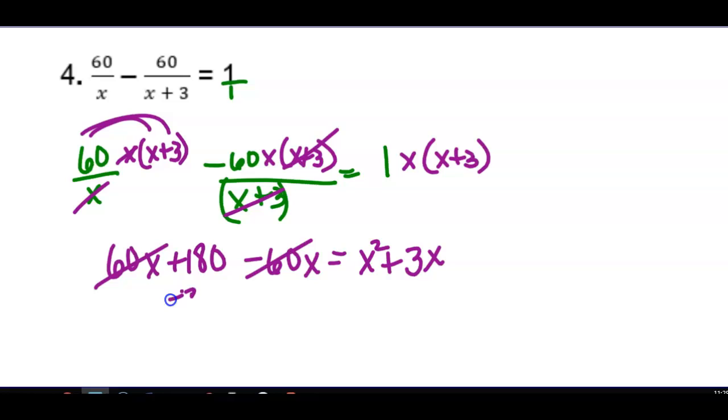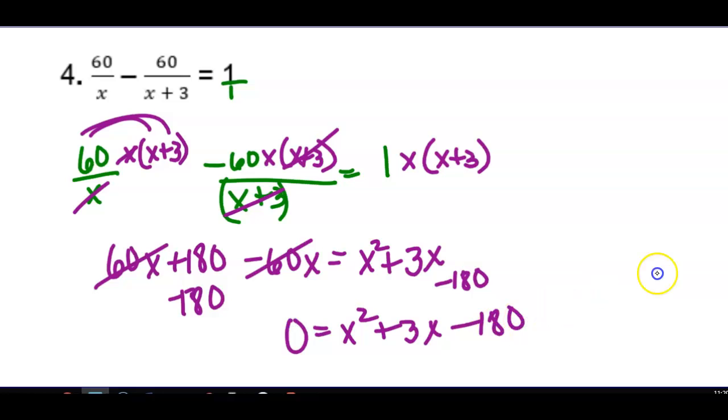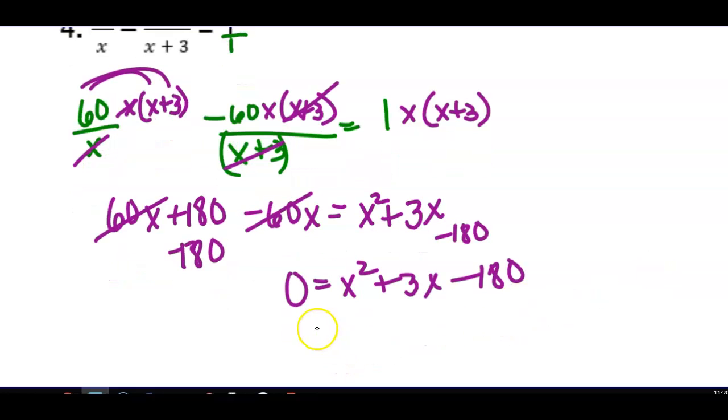If I move this over to the other side, I probably shouldn't write it there. Somebody's going to look at the notes and go, where did that come from? So we end up with 0 equals x squared plus 3x minus 180. Okay, some of you that take a little while to factor, I'm pretty sure it's 15 and 12.